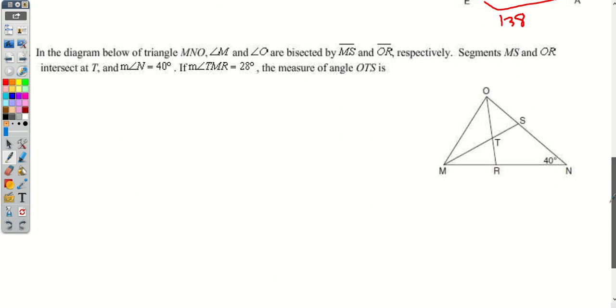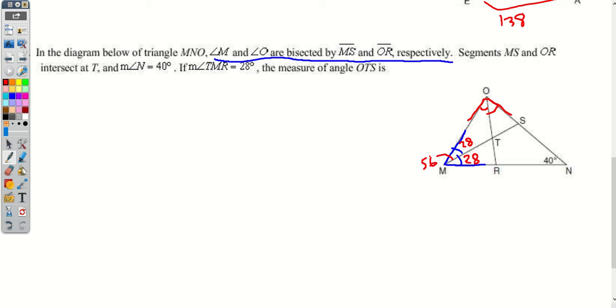All right, number 9, the triangles are given below. Now the important thing here is this part. M and O are bisected by MS and OR respectively. So that means this original angle here is actually being cut into two congruent angles. All right, and the same thing with angle O up here. This angle is being cut into those two congruent angles. So once I know that N is 40 and TMR is 28, I now know that this top angle is 28 and that this entire angle measures 56 degrees.